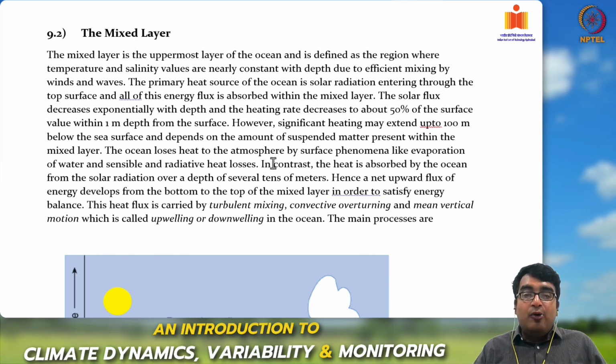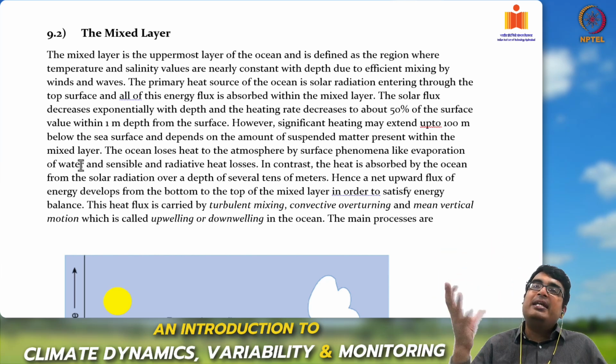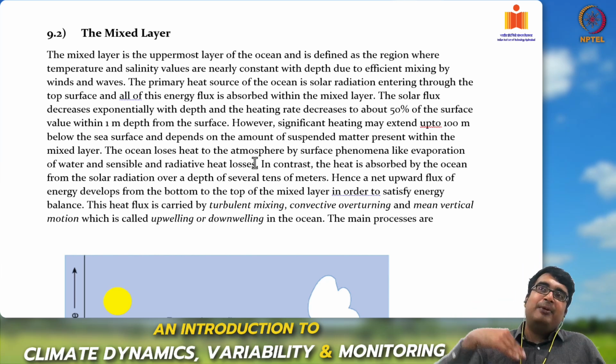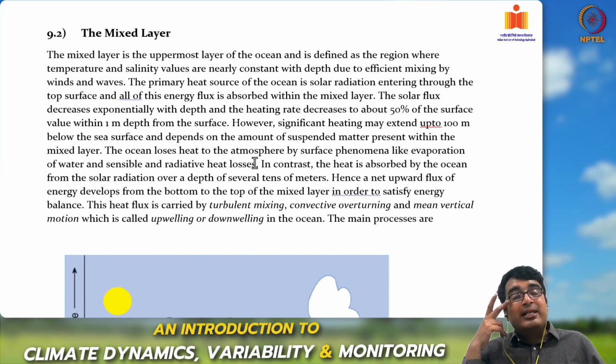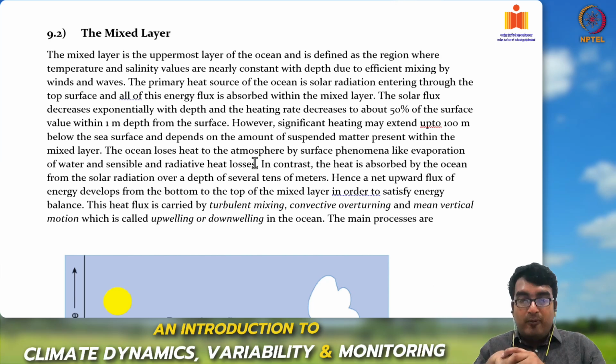Okay. And how does it lose heat? To phenomena like evaporation of water. As water evaporates from the surface, it absorbs latent heat of evaporation from the water around it, which cools the surface, the rest of the surface of the water, and also sensible and radiative heat losses. So as the ocean heats up, it radiates heat, so that is a loss to the atmosphere, and also sensible heat, so it is also cooled by convection from the wind flowing on top of it.